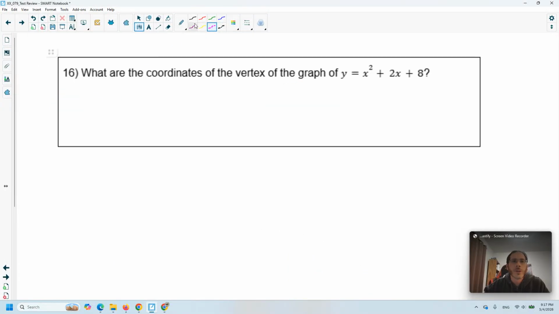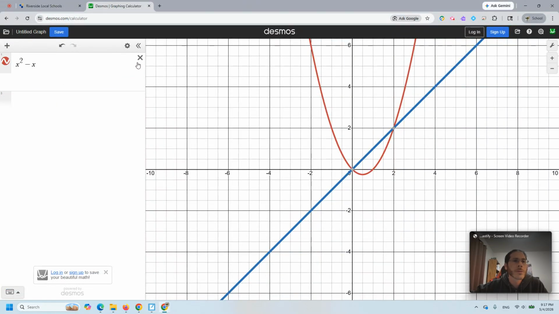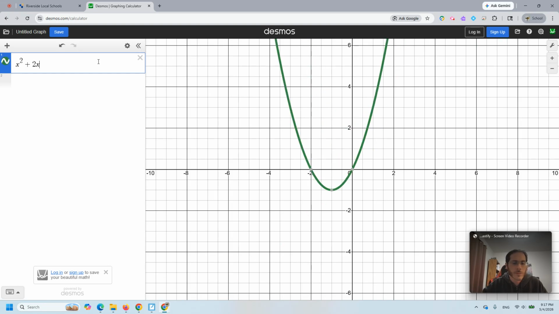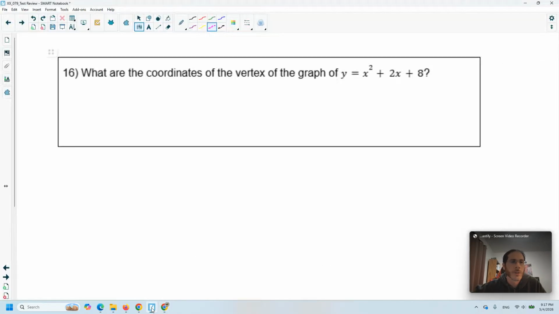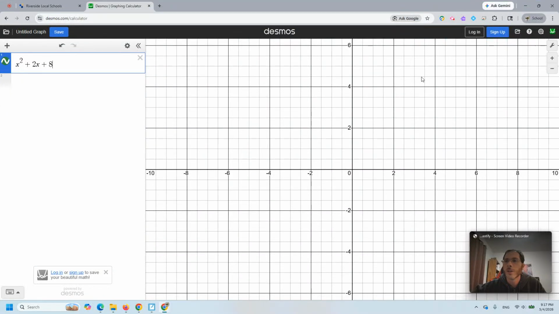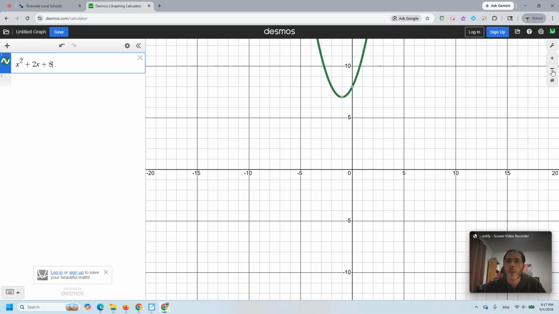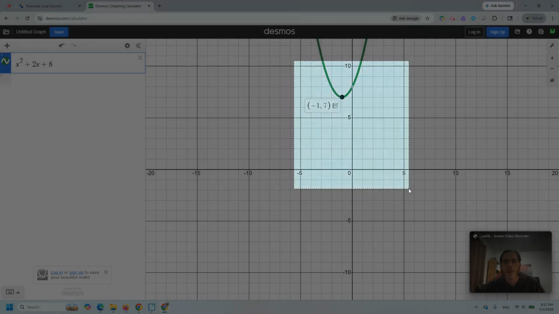For 16, what are the coordinates of the vertex of this graph? So again, this is one that's going to be convenient to graph. So we got 1, 2, 8. All right, let me double check that I graphed it right. Plus, plus, plus, plus. So no graph. So I'm going to zoom out, and I'm going to find my vertex right there. Because remember, the vertex is going to be the top or the bottom of the parabola.